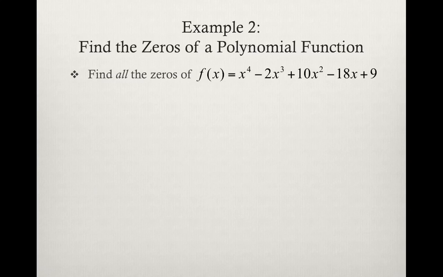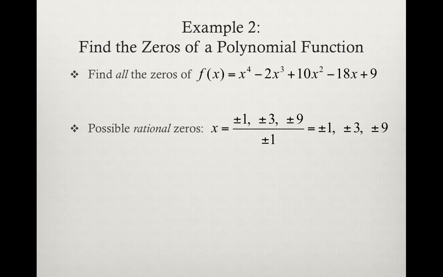Now, the starting place is just like what we talked about before. We want to make a list of the possible rational zeros and test those first. So in this case, we've got our constant of 9. So the factors of 9 would be plus or minus 1, plus or minus 3, and plus or minus 9. And then we have a leading coefficient of 1. So plus or minus 1 will be our denominator. So that means we have 6 possible rational zeros, plus or minus 1, plus or minus 3, and plus or minus 9, that we're going to start with to start testing and see if any of them work.